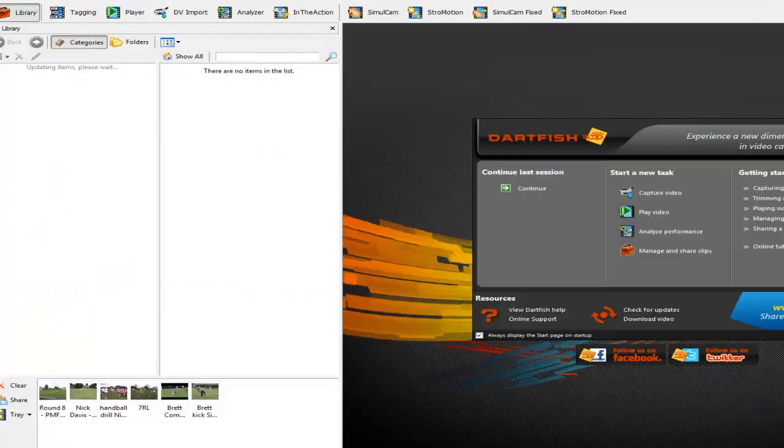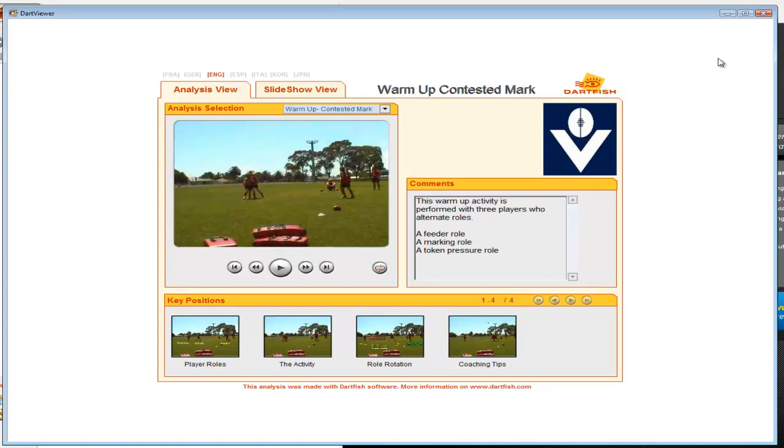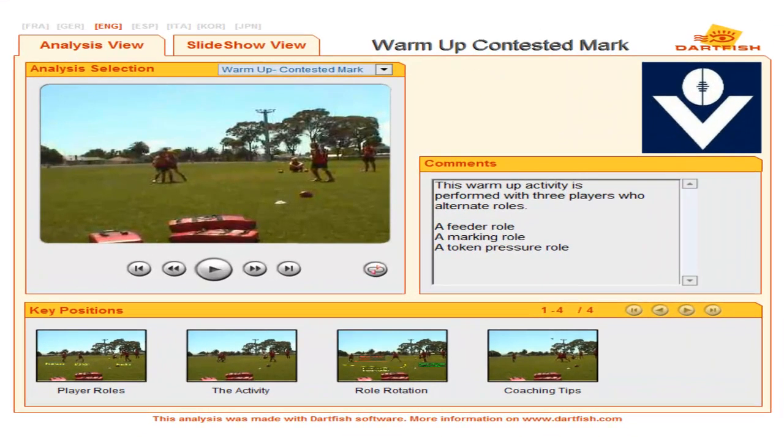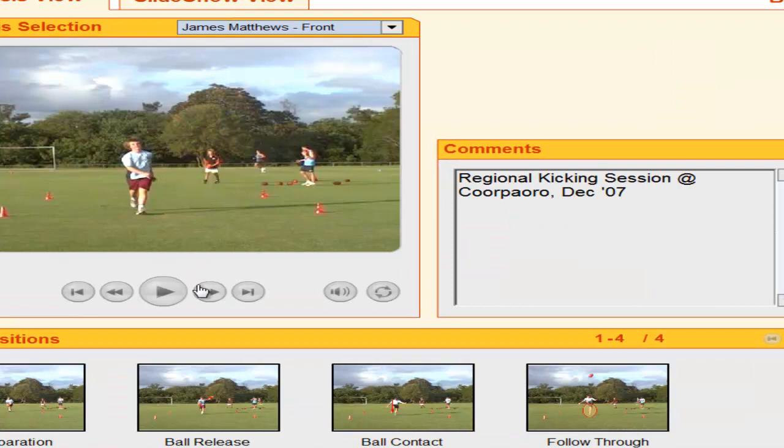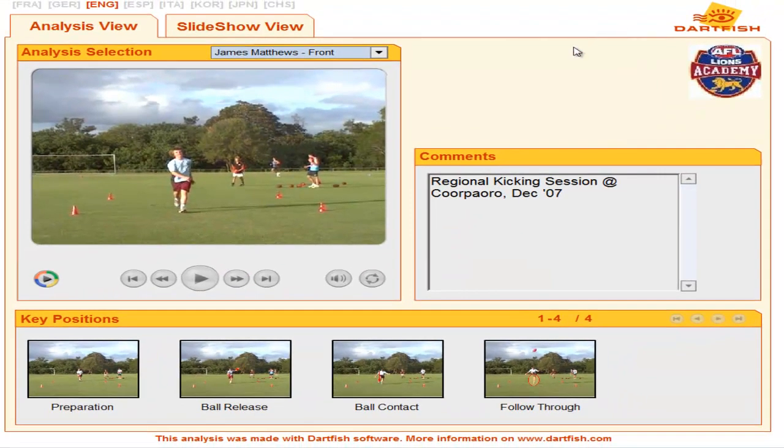So I click in here and I want to just show you. I created one of those media books for you to have a look at as well. So this is a live media book. This is how it can look. You have your logo over here. You've got your analysis here.